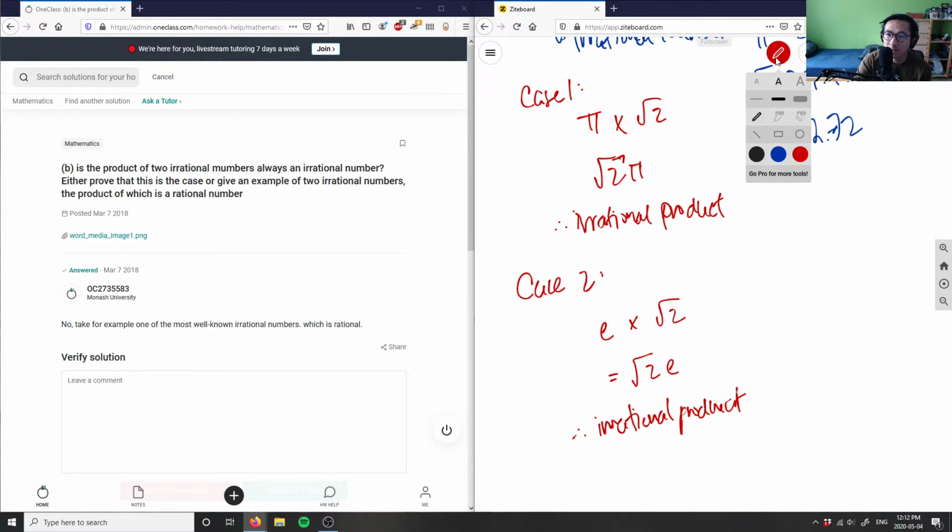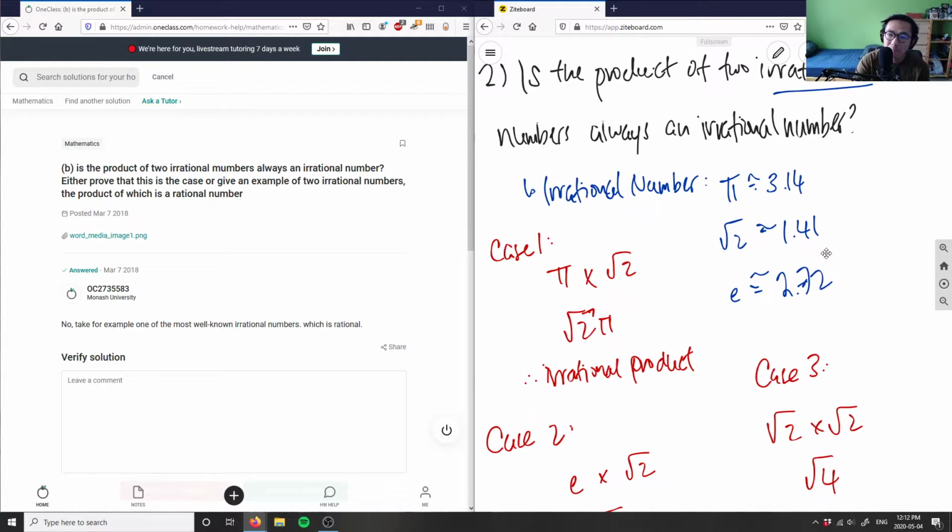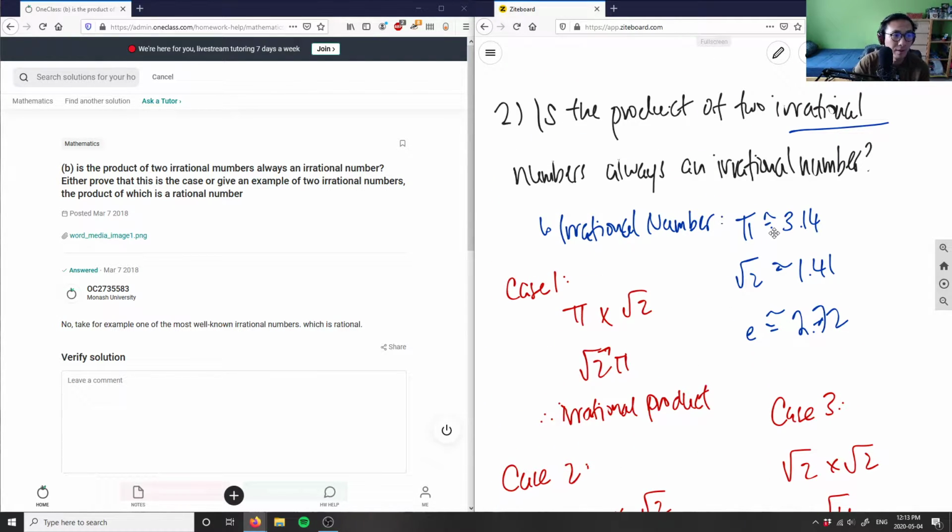My last case would be, what if I multiplied root 2 by root 2? Both of these individually are irrational numbers, but the moment I put them together, root 2 times root 2 is obviously root 4, right? And root 4 here, we know equals 2. So this here is not an irrational number. This here is a rational number, right? So therefore, this statement has been disproved by this case here. If I simply multiply any two of the same radicals together, it will give me a rational number. So in this case, this statement is not correct, right?